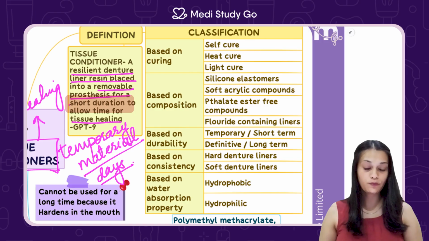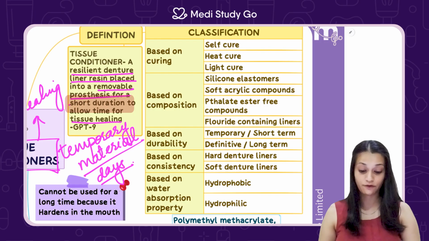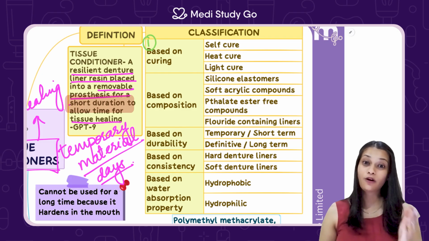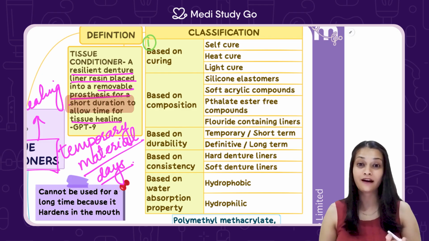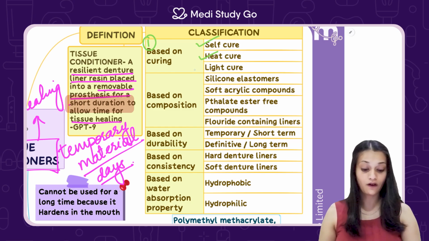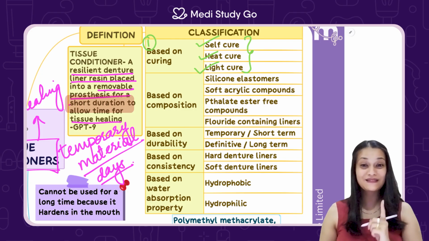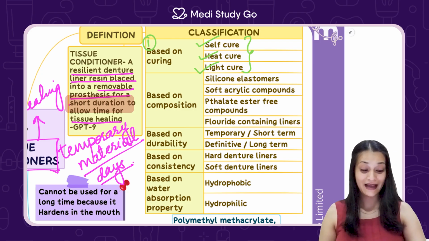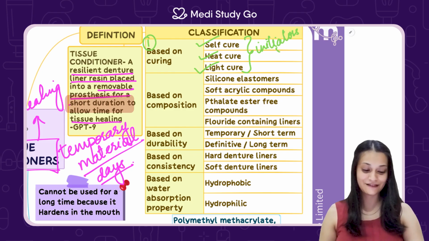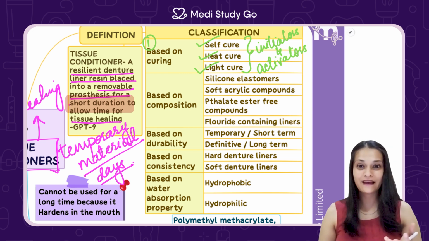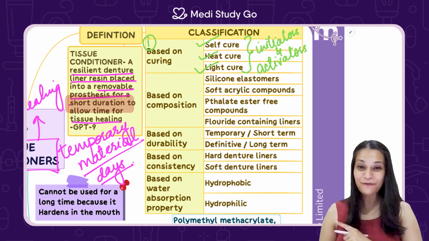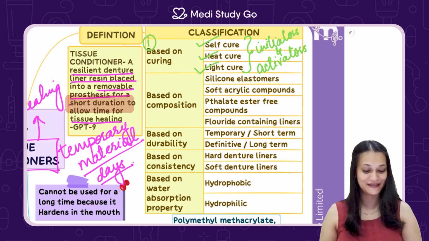So the next thing that we would be looking at would be the classification. It can be based on multiple things. First would be based on curing. Now, as we have our PMMA, we are going to have our categories called tissue conditioners. They can self-cure, heat cure or light cure. What I want you to do is go back to your dental material video and let me know what were the initiators and the activators used in all three of the systems. That's where the composition changes, right? So go back, watch the video and let me know in the comment section.